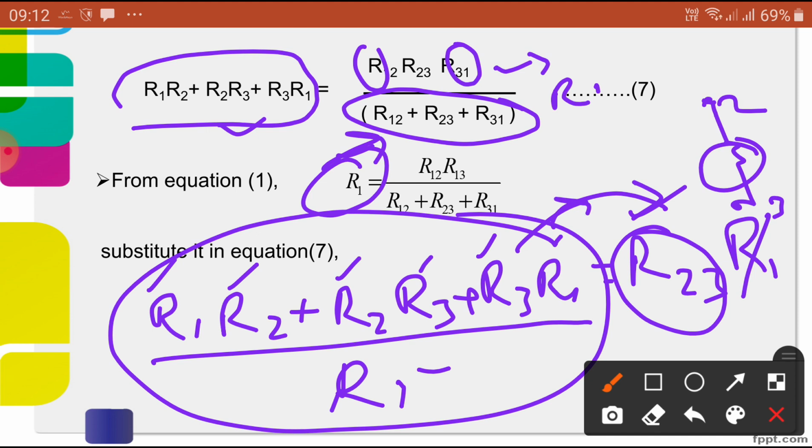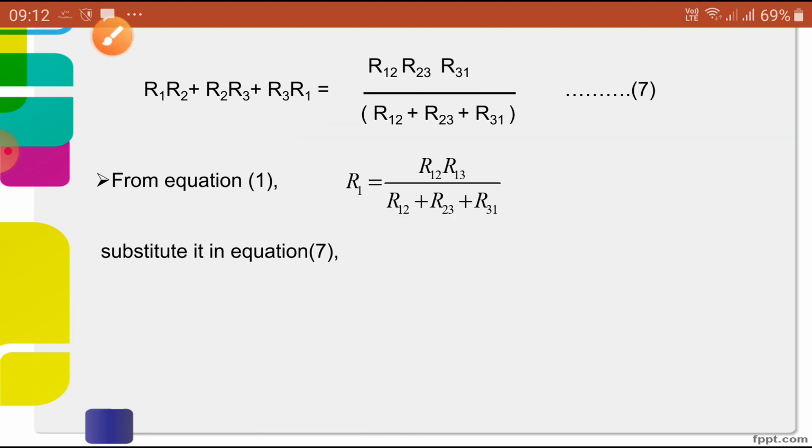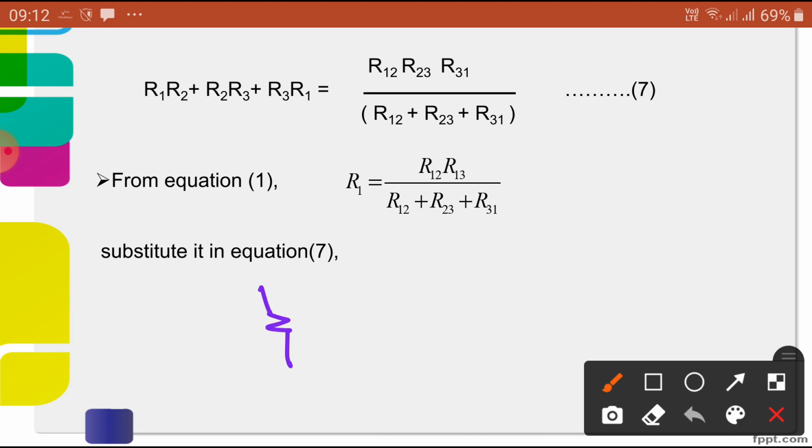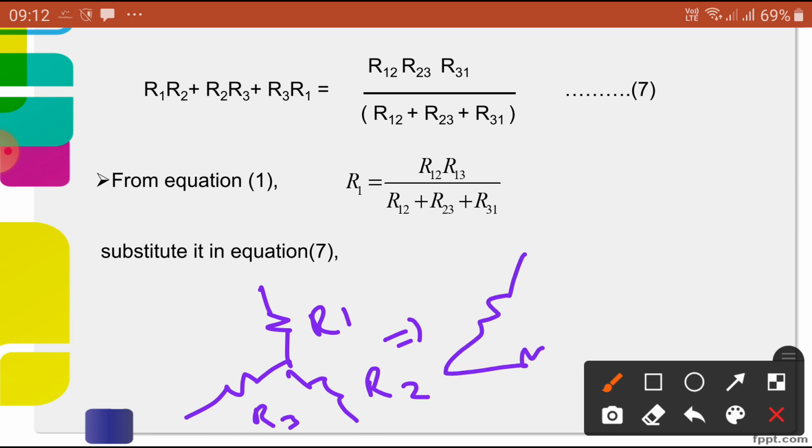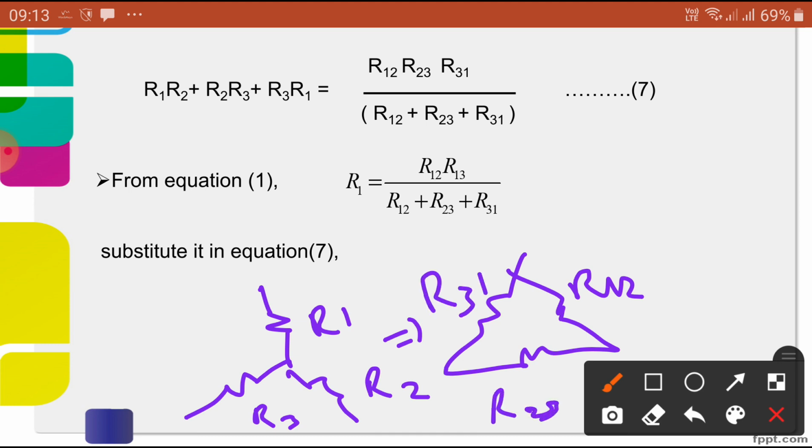Okay, simple. What we have seen, once again we can see it. First case, whatever the star values given, R1, R2, R3 values given, then we converted into delta values. So this is R12, R23 and R31. Okay, so R12, we got it. What is the R12? Here R12, this value. So R12 value we got it. What is the equation? We got it.